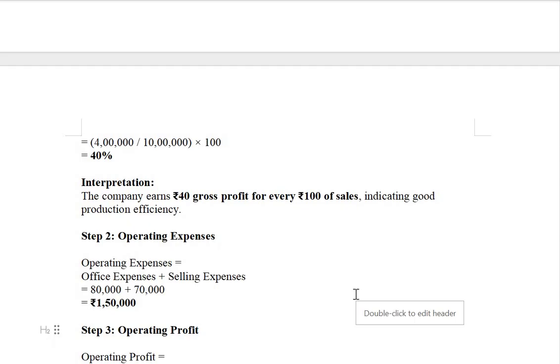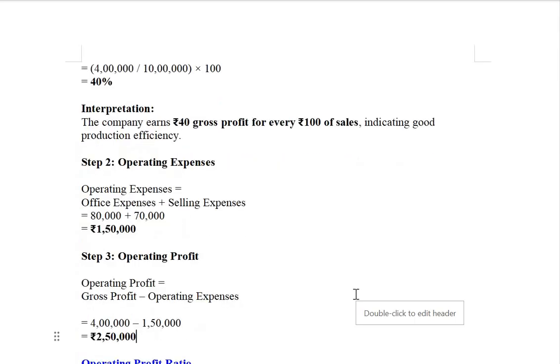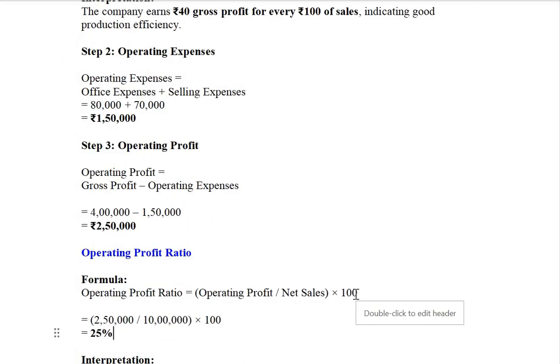The next one is the operating profit ratio. The operating profit ratio can be computed as operating profit divided by net sales into 100. Here in the question they have not given the operating profit separately.